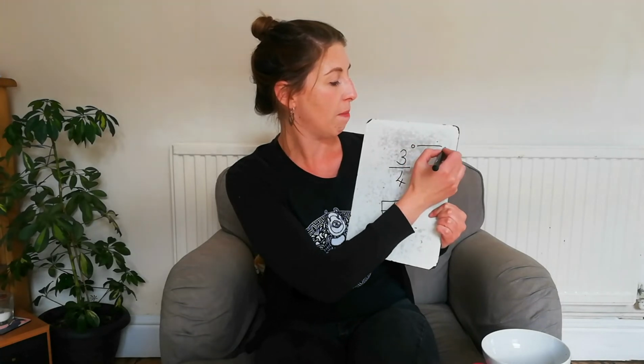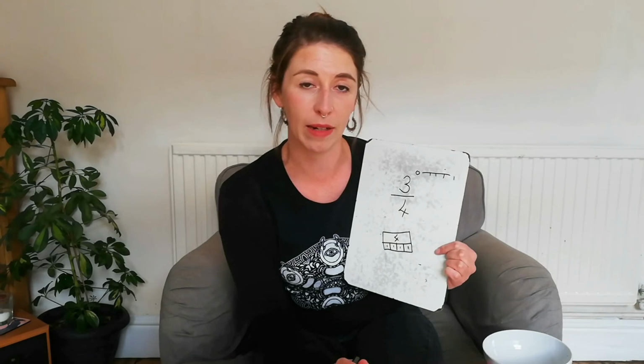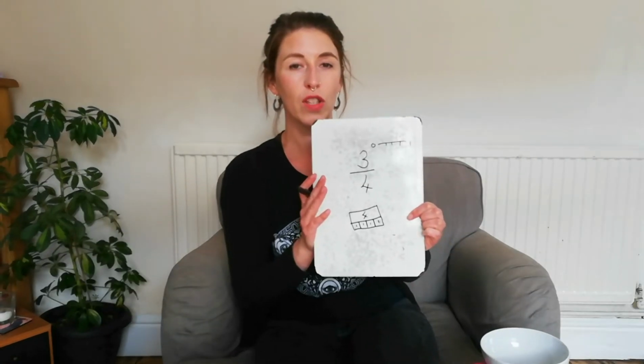I might want to show it as a number line, having 0 here and then my whole here, and then breaking it down into 4 equal parts. One, 2, 3, 4. Got a bit stuck there. It's hard when it's upside down. So that's my really quick explanation of fractions.